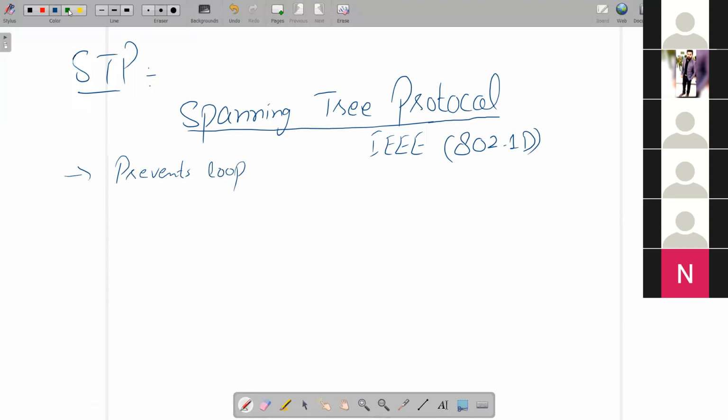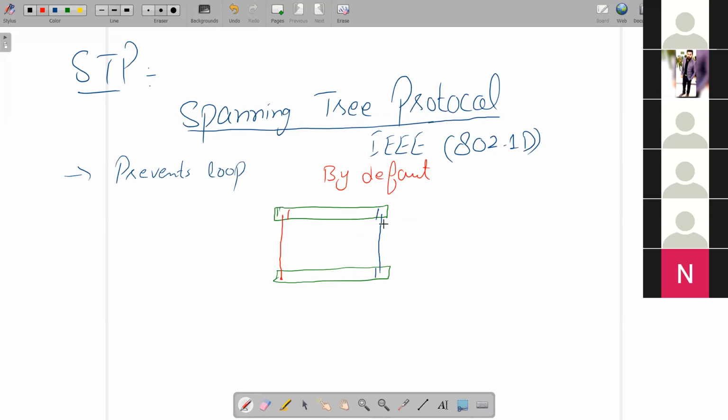How does it prevent the loop? Obviously, if you draw the same topology and we have two trunks between these two switches, somehow STP is running by default on every switch. We don't need to enable this protocol on the switches. This is enabled by default on every switch, either Cisco or Huawei.